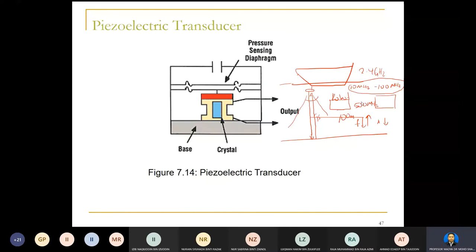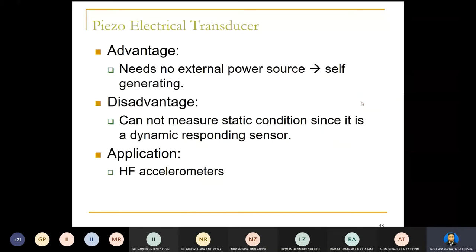Okay, so these are the advantages of the piezoelectric. So what I mentioned to you is the passive. This is the active. The piezoelectric is the active. So there is no need for a power supply to turn on the sensor. So it will be self-generating. And then the disadvantage of piezoelectric is that it cannot measure static conditions since they have a dynamic response.